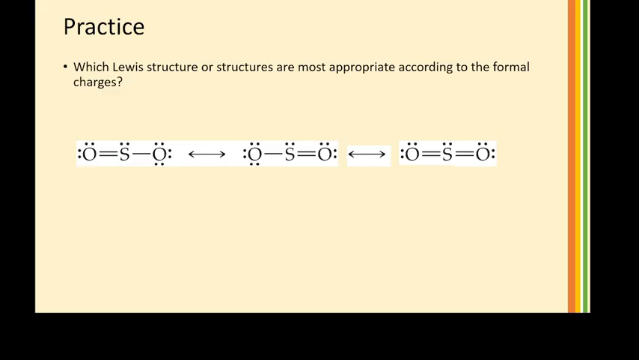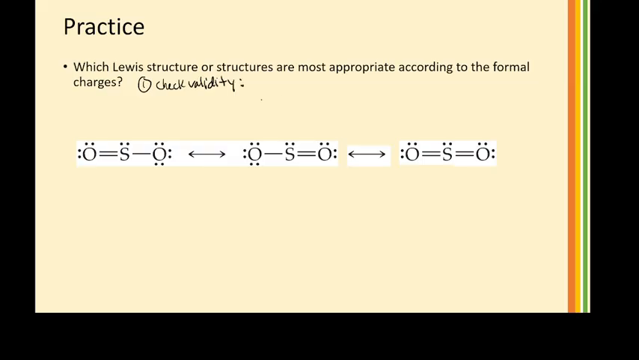All right. This one is now saying, great, now you've made 3 Lewis structures. These are 3 resonance structures for SO2. When you see a problem like this, which asks which structures are most appropriate according to the formal charges, the first thing I really want to do is, 1, check validity.